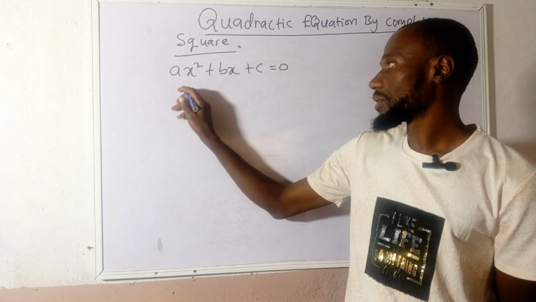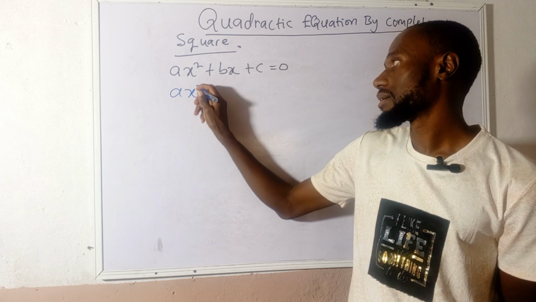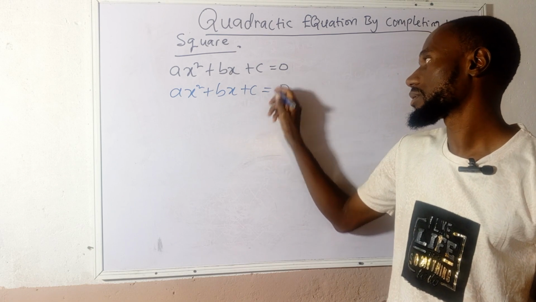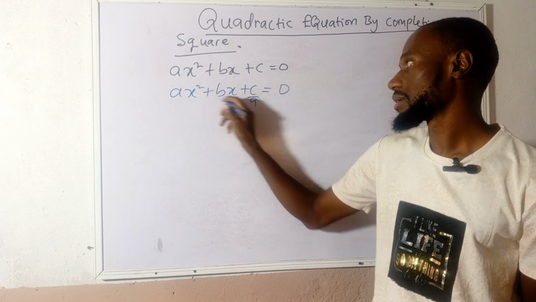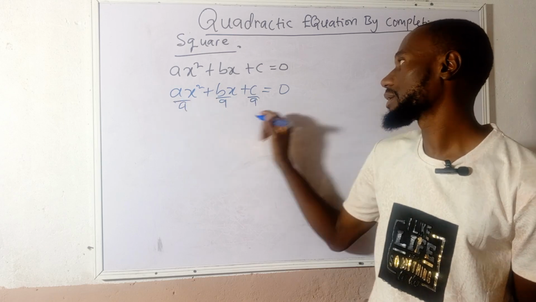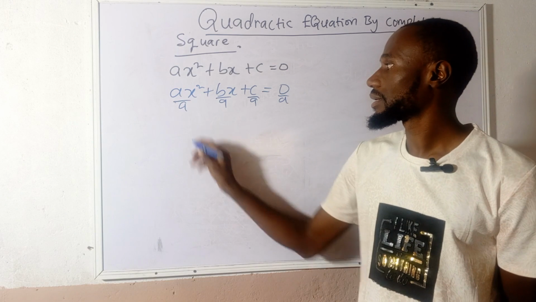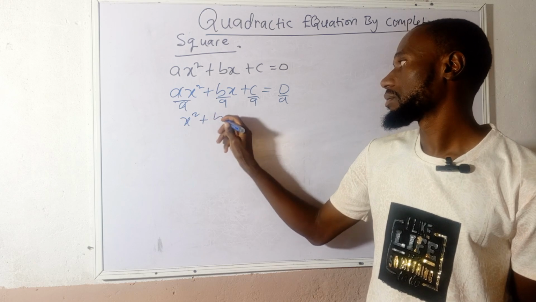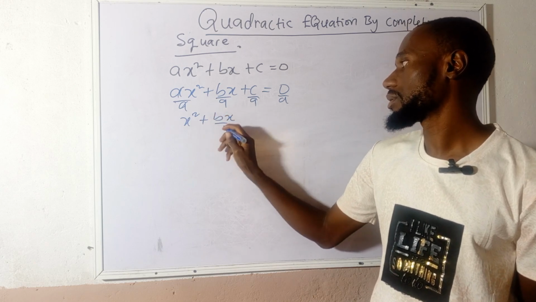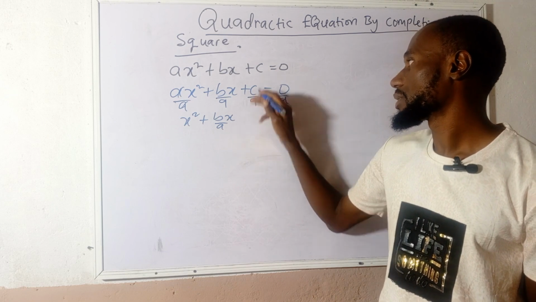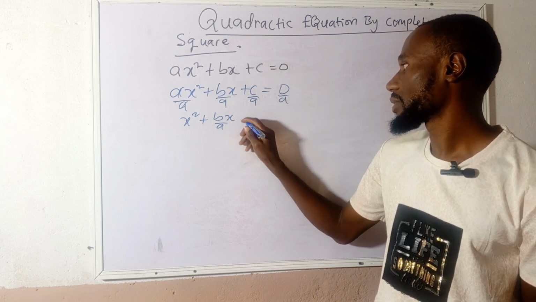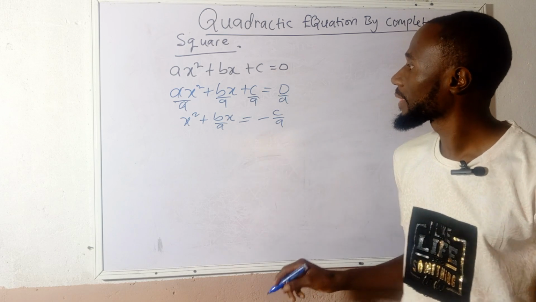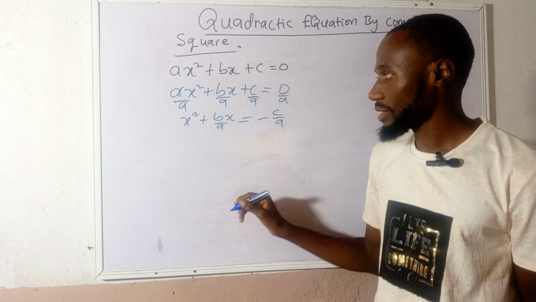We're going to divide both sides. ax squared plus bx plus c is equal to 0. Let's divide through by a, by a, by a, also here by a. Now here a cancels a, we have x squared plus bx all over a. We take the constant to the right hand side. We have this equal to minus c all over a, for 0 divided by a is equal to 0.